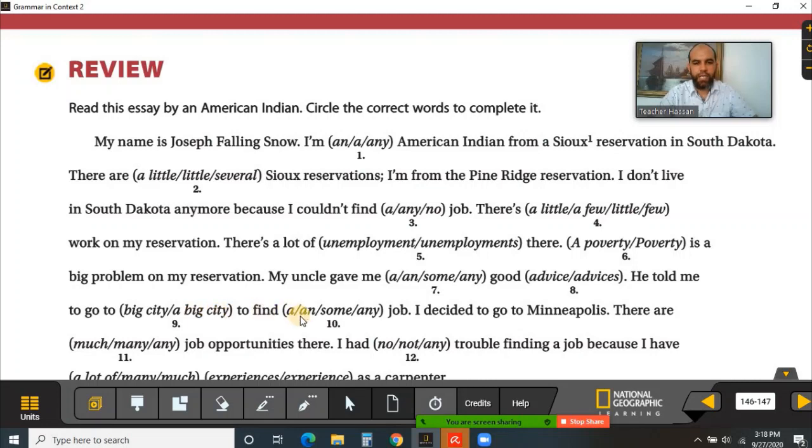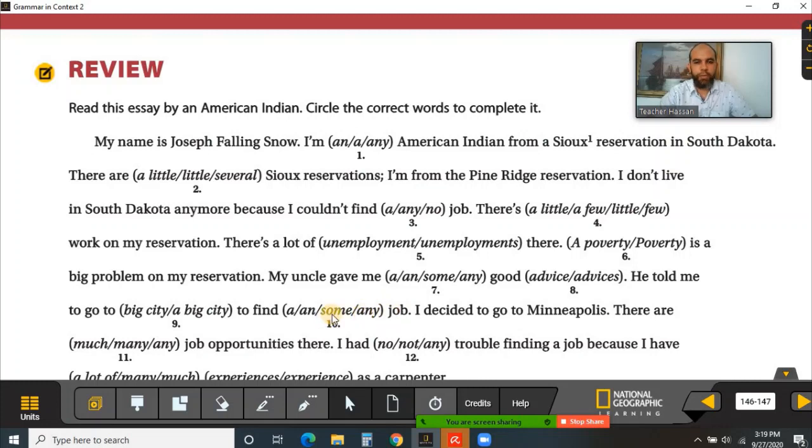To find a, an, some, any job. Now, we learned before that any doesn't work with singular nouns. Okay, I believe in number 3, same thing. And so any doesn't work with singular countable nouns. Remember to use any with plural nouns, plural countable nouns, or uncountable nouns. So if this were jobs, any would work.